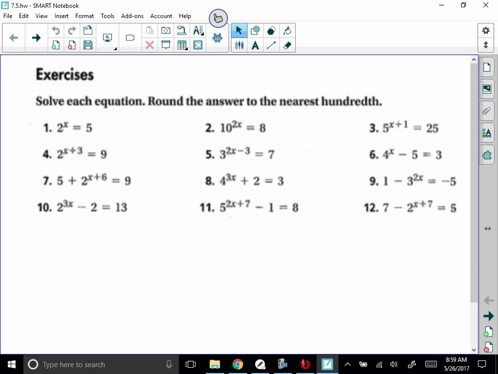So anyway, my Algebra II second period class, we're about to look at this homework. It's Chapter 7, Section 5, solving log and exponential equations.